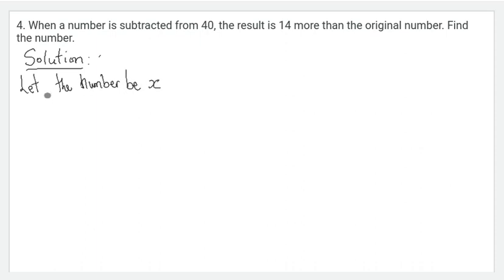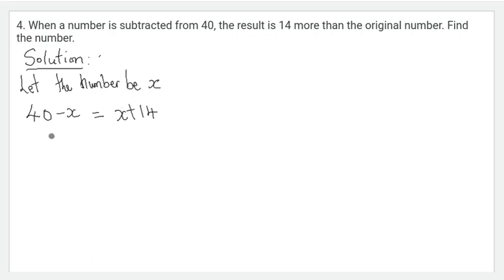So if this number is subtracted from 40, this will mean 40 minus x. When a number is subtracted from 40, the result is 14 more than the original number. That means the original number, which is x, plus 14. Anytime you say it's more than, we're talking about addition.